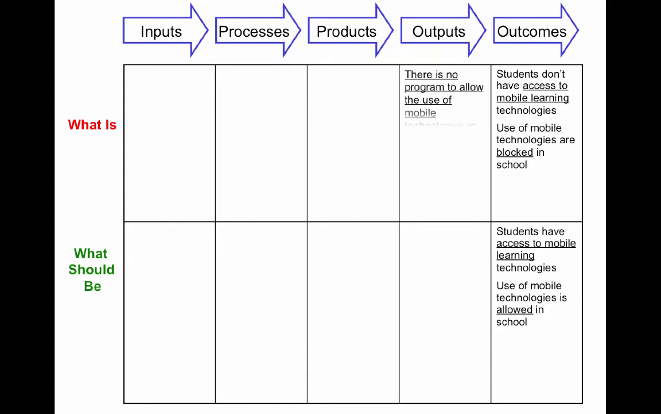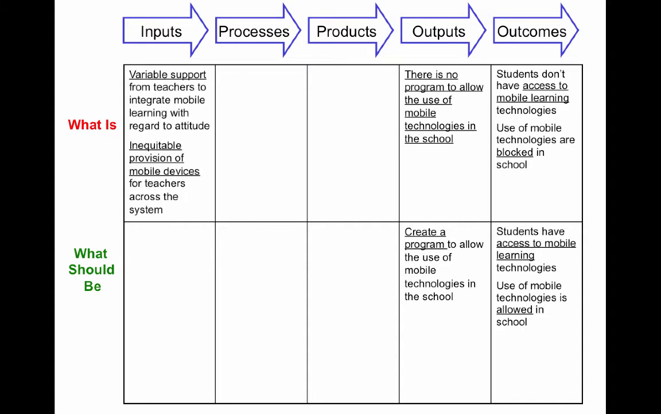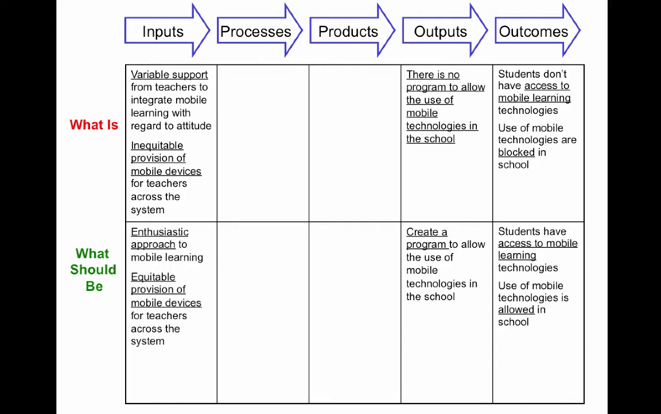Outputs. Again, we're very focused on mobile technologies, and I haven't seen anything about learning yet. These are actually processes rather than outputs. Let's look at the inputs. There's variable support from teachers, inequitable provision of mobile devices. We're still very focused on the technology piece here and not on the true outcome. In terms of what should be, there's an enthusiastic approach to mobile learning and equitable provision of mobile devices.